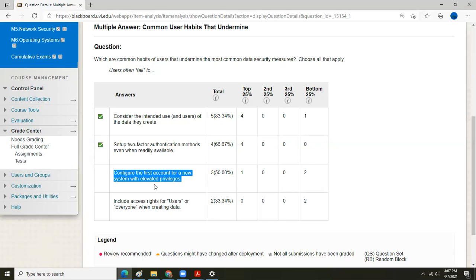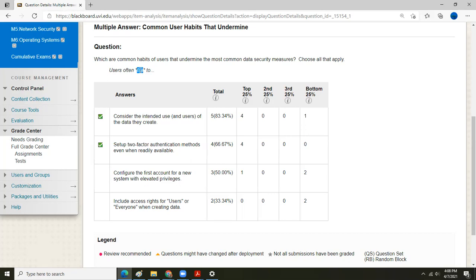Why is this not a good answer choice? Let's read the question. Users often fail. Do they fail to configure a first account with elevated privilege? No, everybody does that automatically. Users don't fail to do that. They do it without even thinking about it.